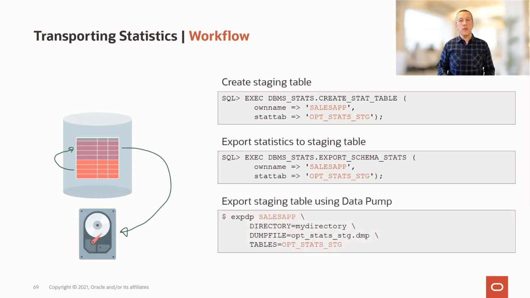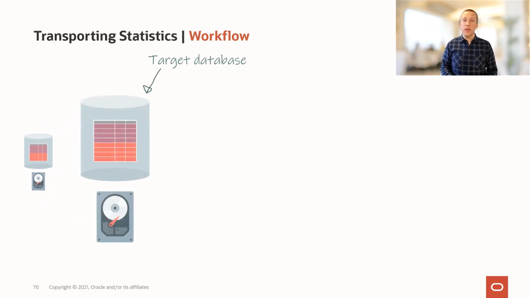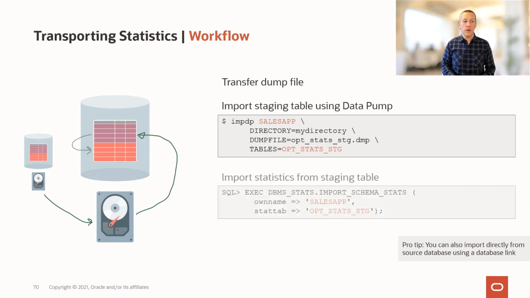The staging table is a regular heap table, so we can just export it with Data Pump. Now, on the target database, first we transfer the dump file. Then we can use Data Pump to import the staging table into our SALES_APP schema. If you have network connectivity between the two databases, you can also do it directly over a network link. And then I import my statistics from the staging table into the data dictionary.